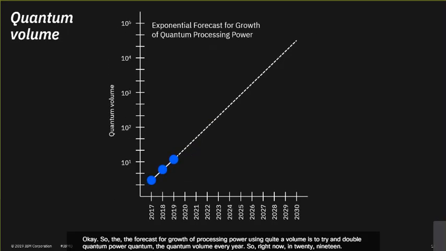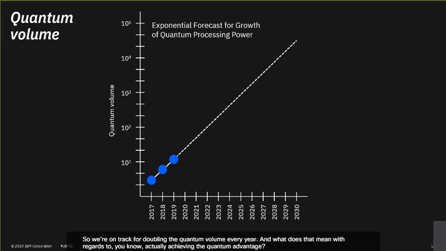Okay, so the forecast for growth of quantum processing power using quantum volume is to try and double quantum volume every year. So right now in 2019, so I should say last year in 2019, we had a quantum volume of 16. In 2020, we've just succeeded in and announced a quantum volume of 32. So we're on track for doubling the quantum volume every year.